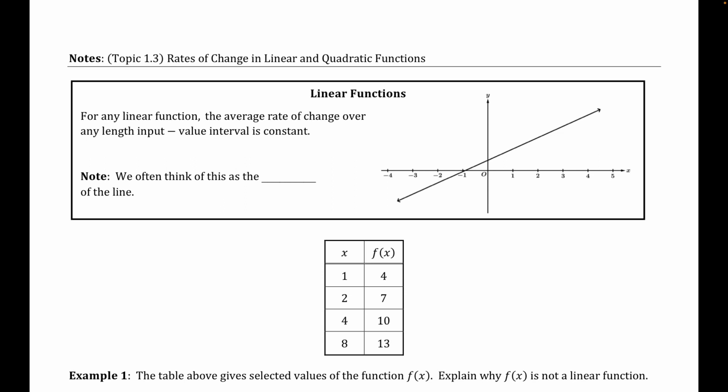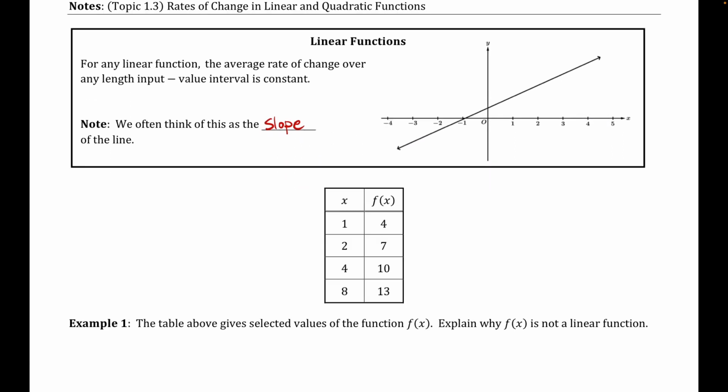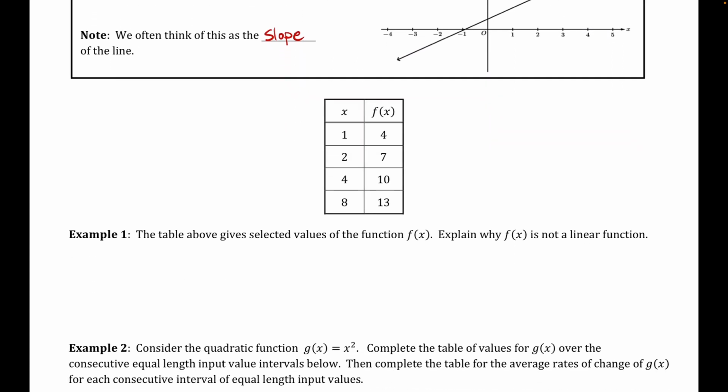All right, I'm reading. For any linear function, the average rate of change over any length input value interval is constant. We often think of this as the, Claire already said it. Say it again, Claire. Slope? The slope. That was right. Excellent. All right, let's move to example 1.